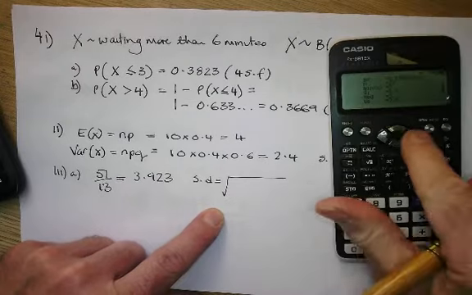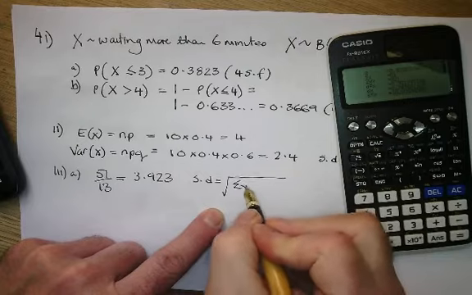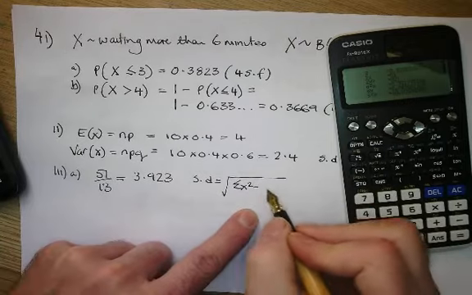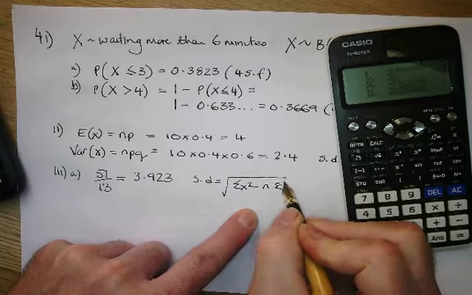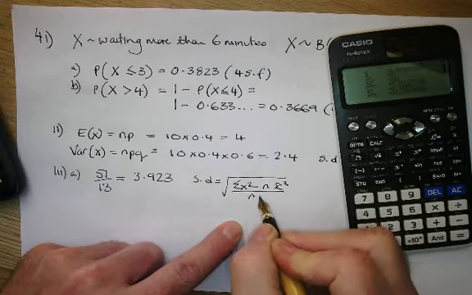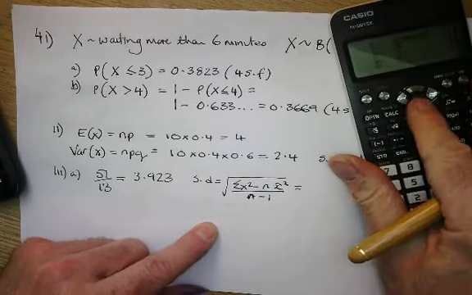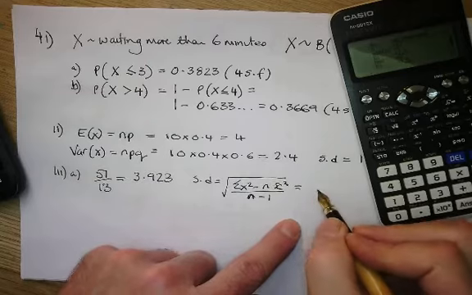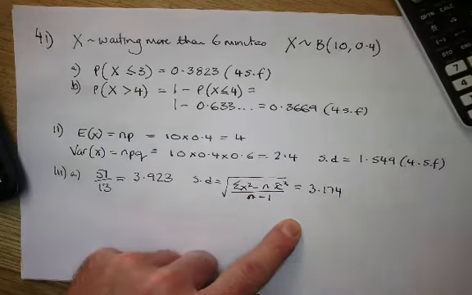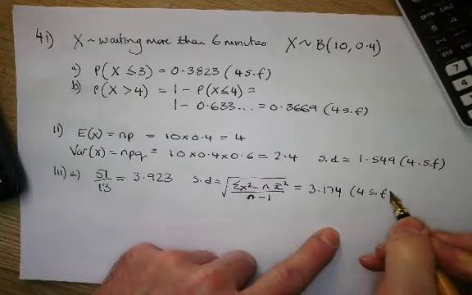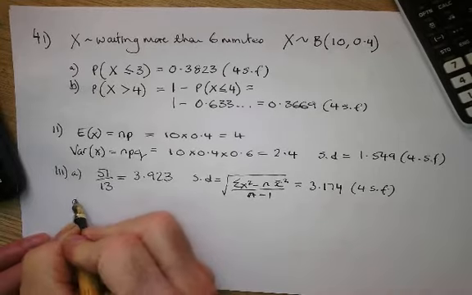Now, if I had to show the workings out of my standard deviation, then I could do that as well. If you remember how to do this, you've got the data rule here: sigma x squared minus n times the mean squared, so that's x bar squared, all over n minus 1. If you did all of that on my calculator, just showing that I know what I'm doing here, I get 3.174 again to 4 sig fig. That's important that it's 4 sig fig.